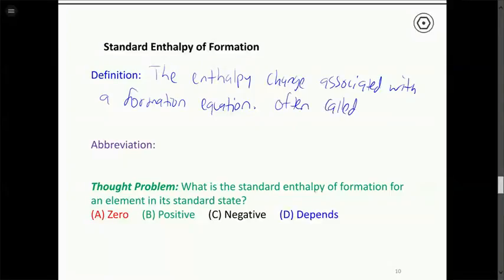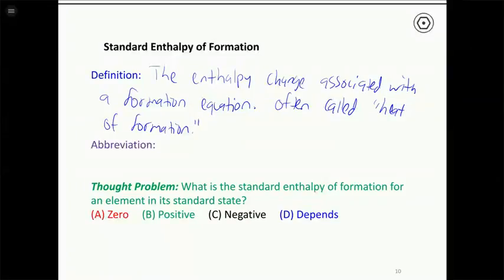Another word that you'll hear used to describe this often is heat of formation. It's kind of a colloquial way of saying it, but really it's an enthalpy change. So when you have a formation equation, whatever the delta H is for that reaction is called the enthalpy of formation for that compound. So we abbreviate it with delta H with a little F on it. Sometimes you'll see a little circle here, almost like a degree sign. That just means standard conditions, which you'll learn more about in Chem 2. But this is the abbreviation you'll often see, and it has a little F next to it to tell you that it's an enthalpy change specifically for a formation equation.